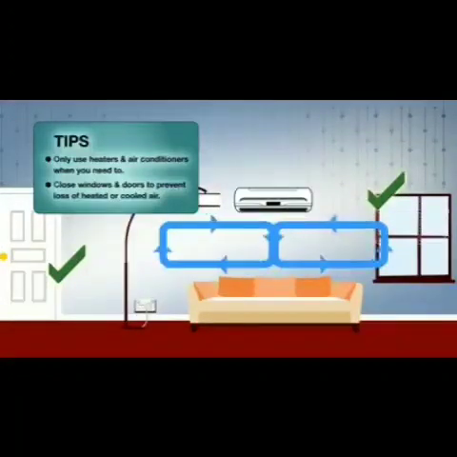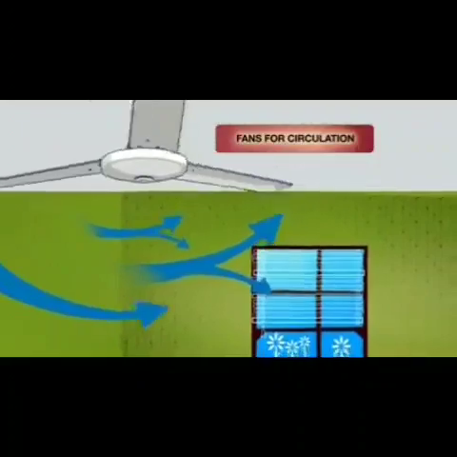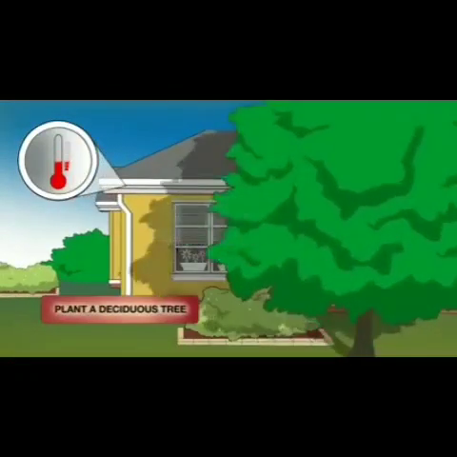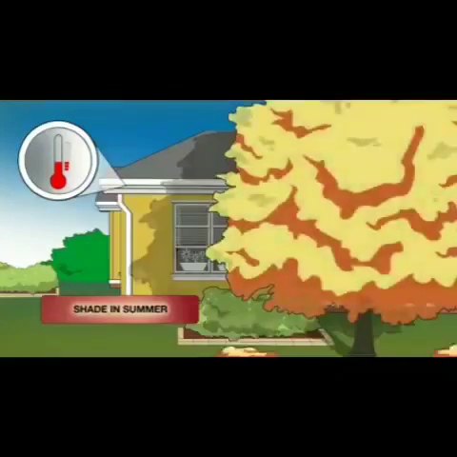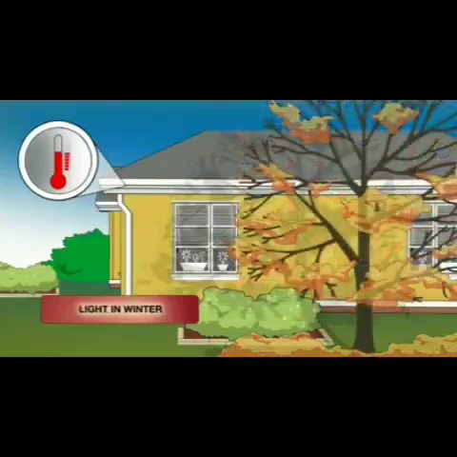Air conditioning isn't the only way to keep your house cool. Use fans, cross-ventilation and external shading whenever possible. Or for a cheaper, more natural solution, planting deciduous trees on the western side of your house can provide shade in summer while letting light through in winter.